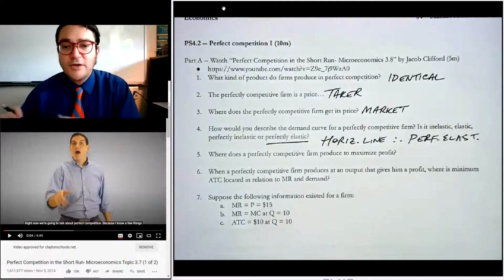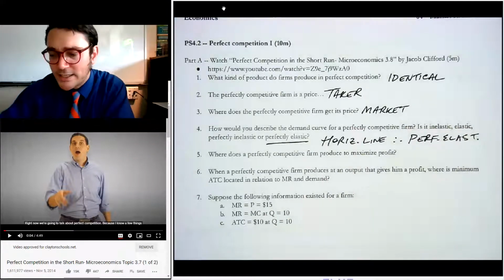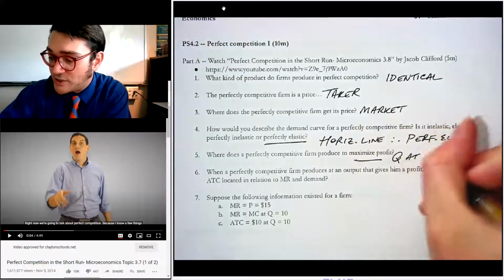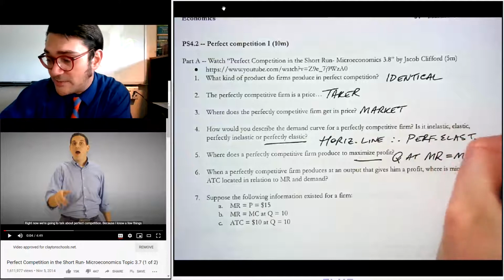Where does a perfectly competitive firm produce? That's asking what quantity. To maximize profit, they always produce at the quantity at which MR is equal to MC.